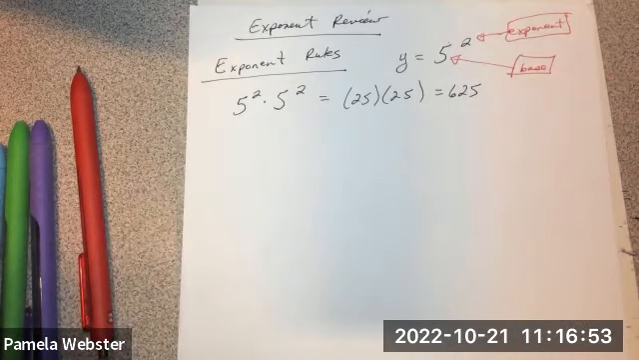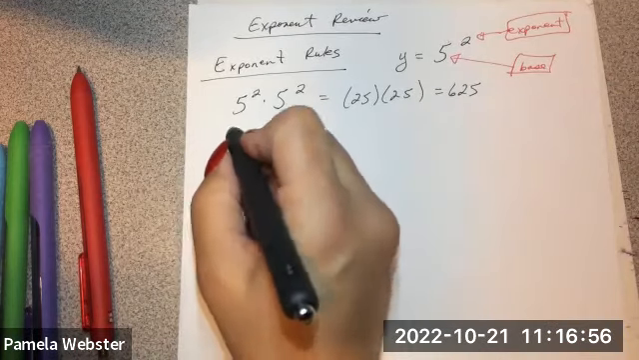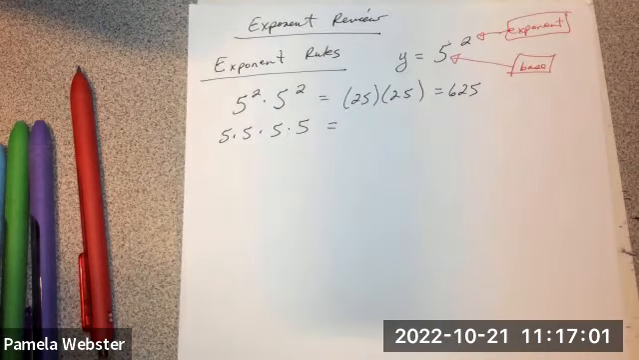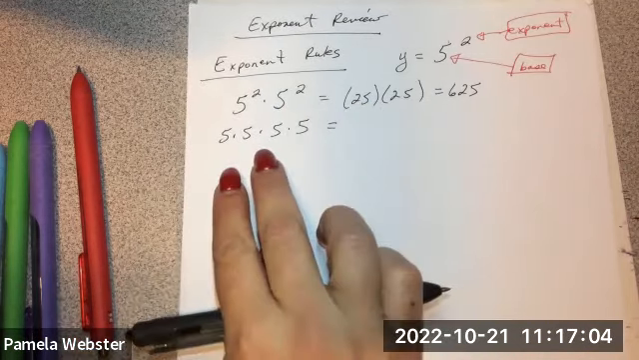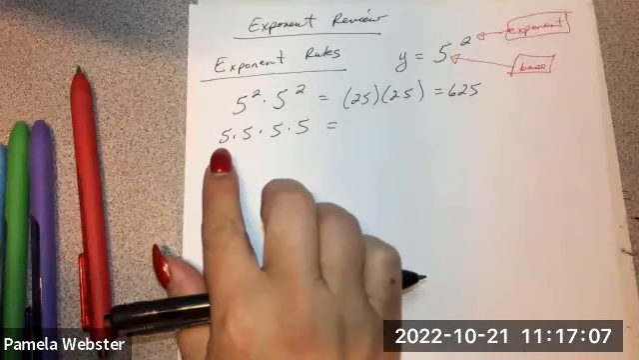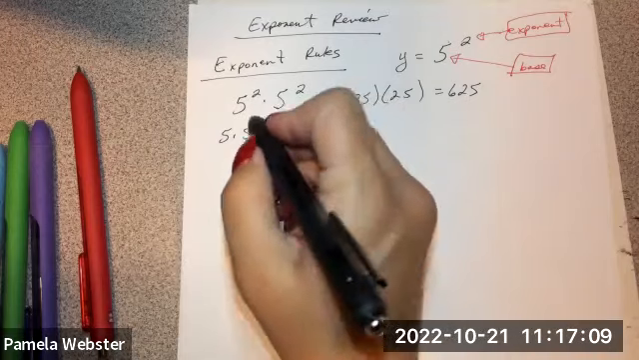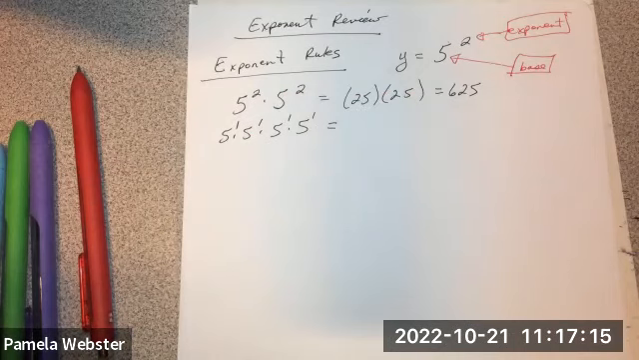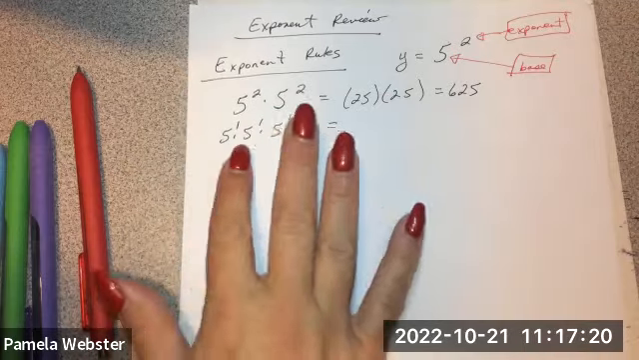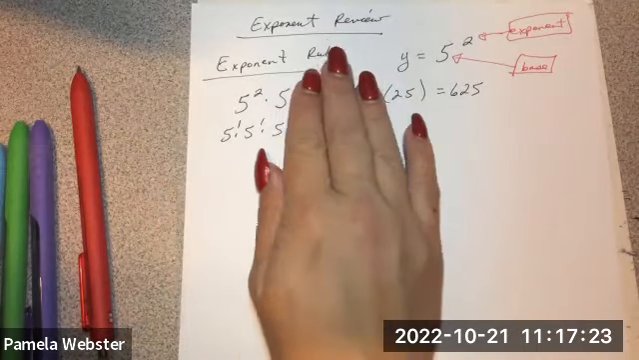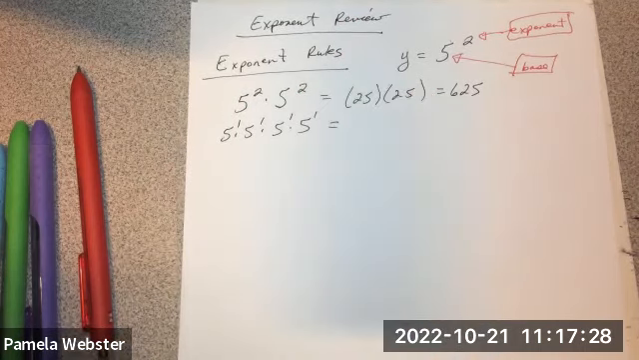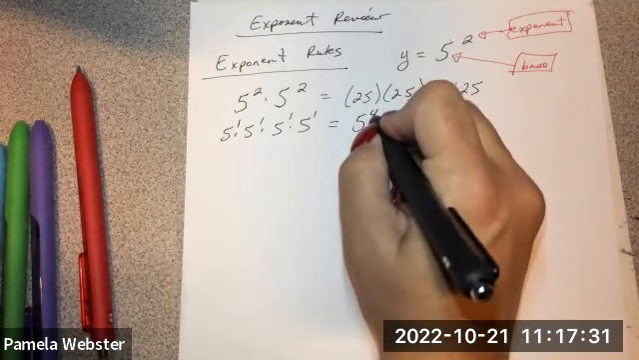But if I rearrange this just a tiny bit, I could also write it as 5 times 5 times 5 times 5, because 5 squared is 5 times 5, and this 5 squared is 5 times 5. Each of those technically has an exponent of 1 written up there, even though I don't write it. So 5 times 5 would be 5 squared, 5 times 5 times 5 would be 5 to the third, and 5 times 5 times 5 times 5 is 5 to the fourth.